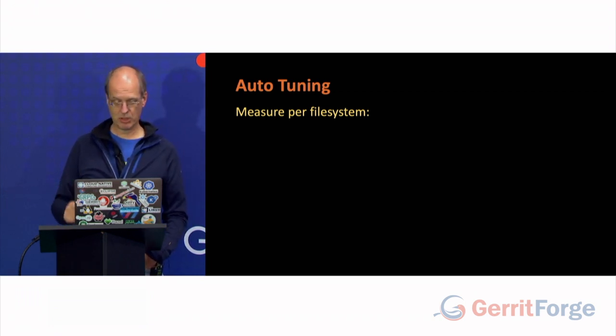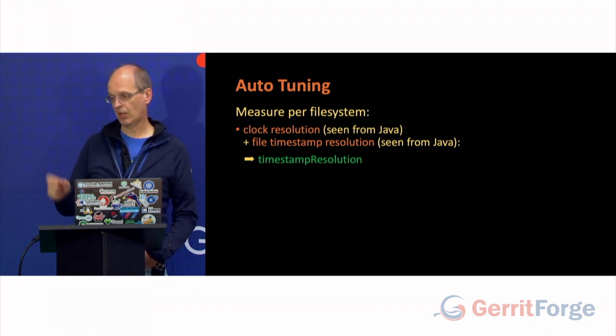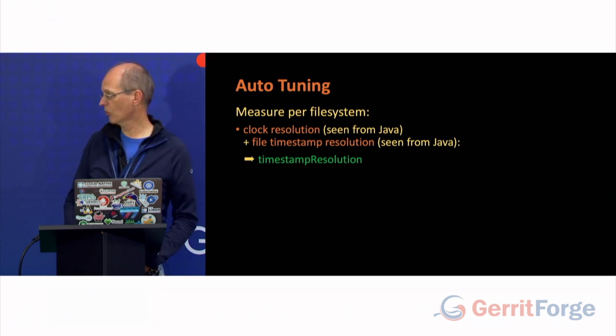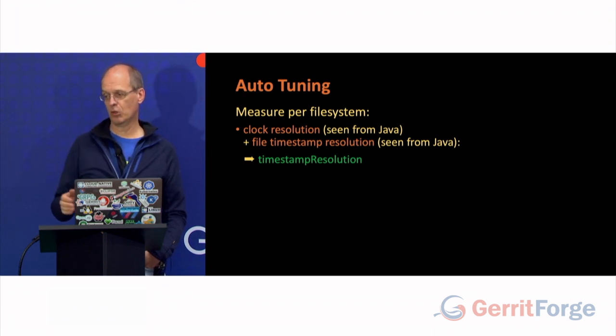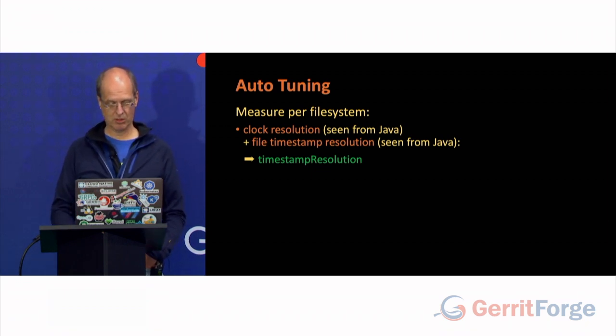This means JGit now measures per file system first the clock resolution by just reading the clock as fast as possible. And the smallest step size I see is the clock resolution. It's worse than the real one, but we want to stay on the safe side. Then I measure the file timestamp resolution seen from Java by just setting last modified from the code in a loop and see after which increment I can see the increment when reading back the timestamp from the file. This gives the timestamp resolution.